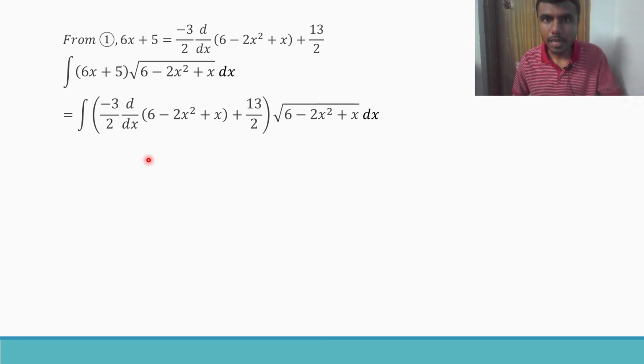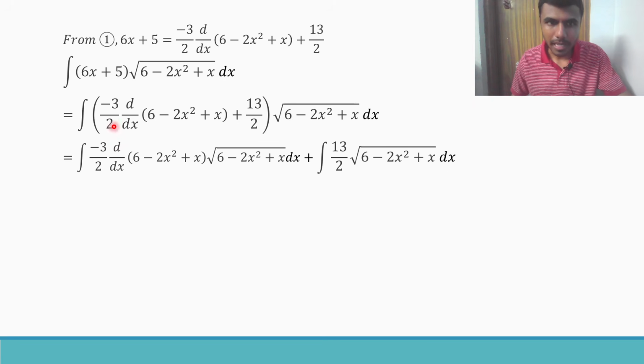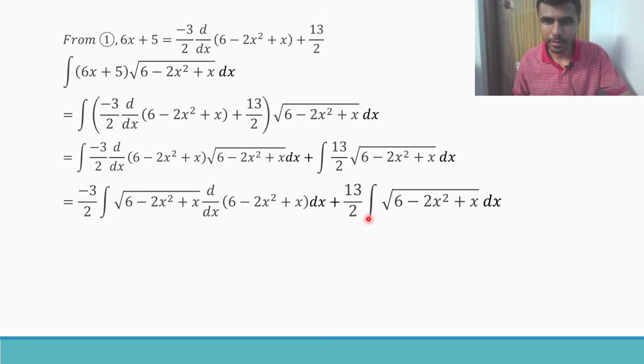I'm going to integrate them separately, so the integral also would be there, and then plus 13 by 2 into root of 6 minus 2x square plus x, dx. It's pretty simple to understand this step. Once again: minus 3 by 2 derivative of this would also be there, and the integral comes here, and then again 13 by 2 into this, and then the integral is there. I'm integrating them separately. Now minus 3 by 2 and 13 by 2 are constants, so we can just write them outside the integral. Minus 3 by 2 into the integral of this plus 13 by 2 into the integral of this.